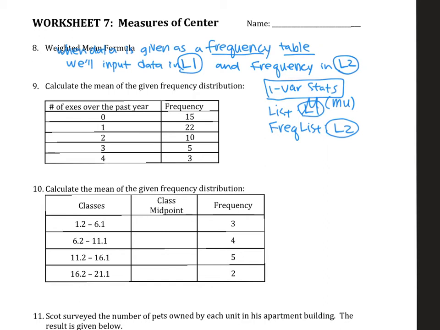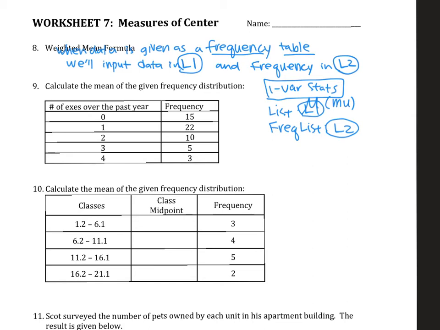And when you're given data even slightly differently, it is still a frequency table, but here our list is not a single number. Like for number 9 it's just 0, 1, 2, so on and so forth. For number 10, it's a range of numbers. But when we input our numbers in the calculator for L1, they just want one number to input. So what we do is we'll take the midpoint of these two. What that means is I'm just going to take the average of these ranges.